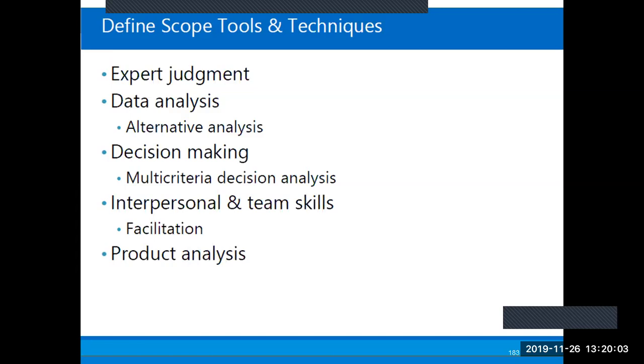So this is when you are trying to detail the description of the project and the product. So you need expert judgment, data analysis. Data analysis could entail alternatives analysis. Now in collection, you were using the data analysis technique for collect requirements. You were using document analysis. See, you analyze a document to come up with requirements. But in defining the scope now, you use alternatives analysis. That means you're able to see what are the alternatives to define this scope. Decision making, multi-criteria decision analysis, we'll see that in the text, of course. Interpersonal and team skills, facilitation, product analysis.